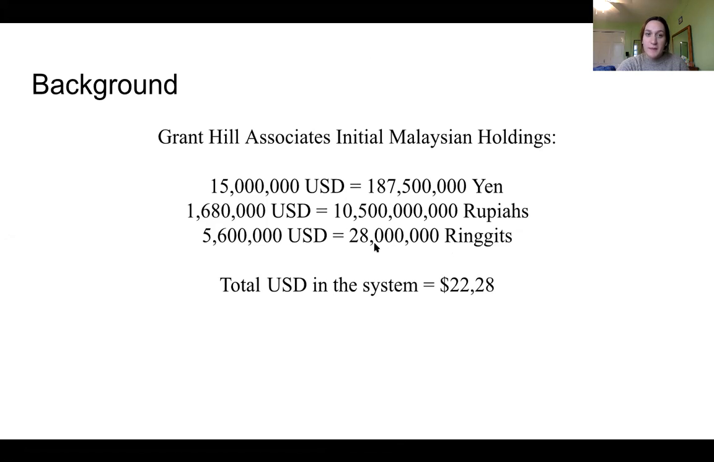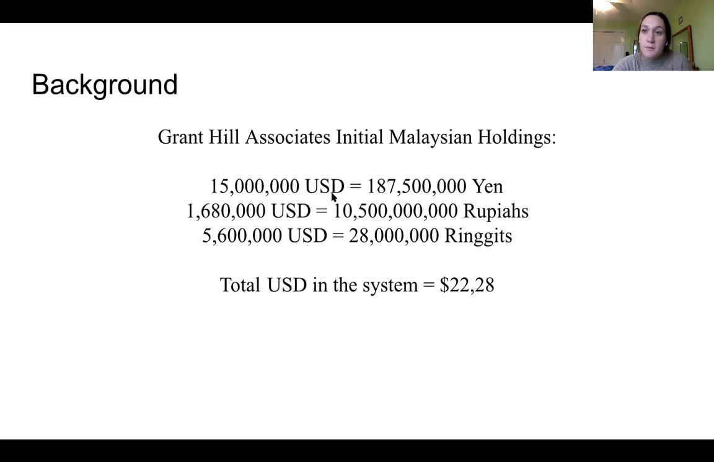To start with a little bit of background, we're talking about Grant Hill Associates and their holdings in Malaysia that they're trying to get out as the market collapses. So as we start this problem, there's about $22,280,000 in U.S. currency within this market.